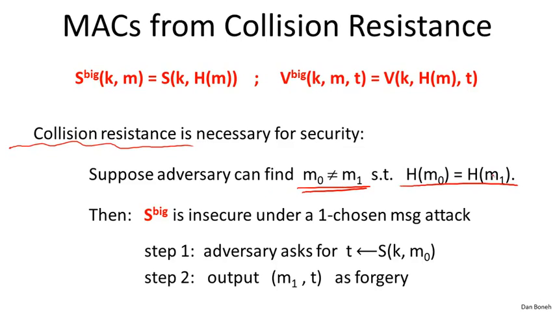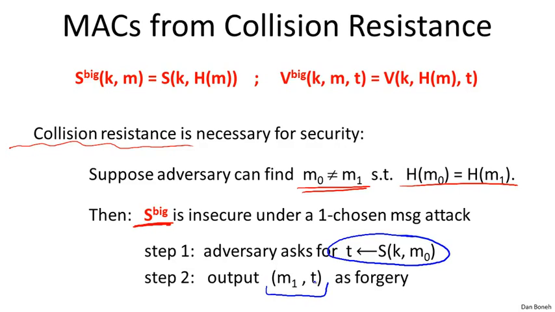In this case, the combined MAC is not going to be secure, because what the adversary can do is simply use a chosen message attack to get a tag for M0 and then output M1, comma, that tag as a forgery. And indeed, T is a valid MAC for M1 because H of M1 happens to be equal to H of M0. And so, with just one chosen message attack, the attacker was able to break this combined MAC simply because the hash function was not collision resistant.